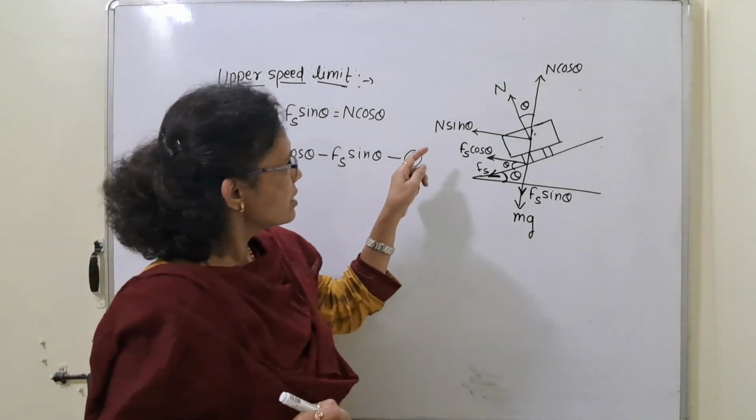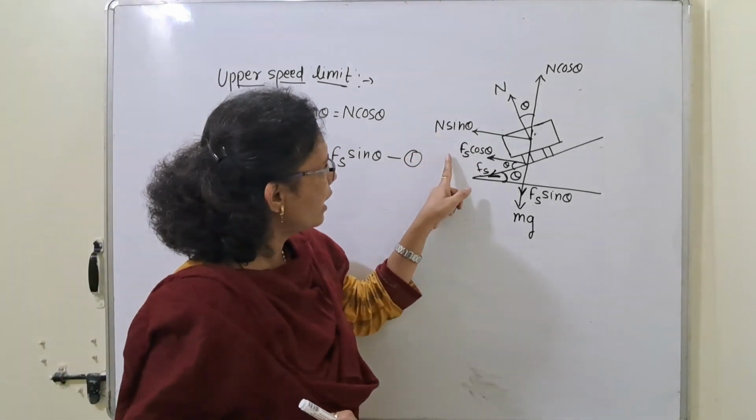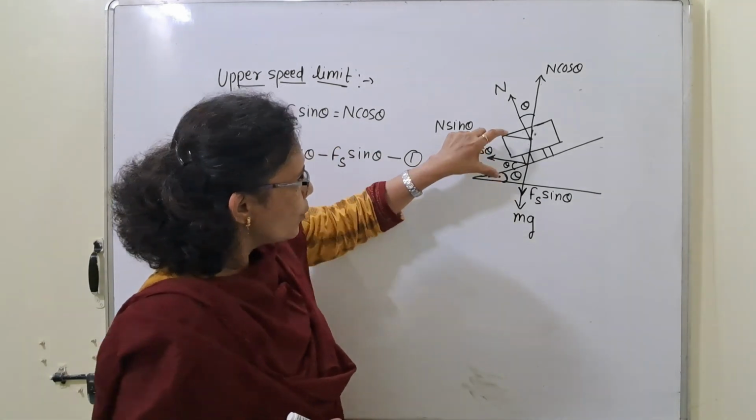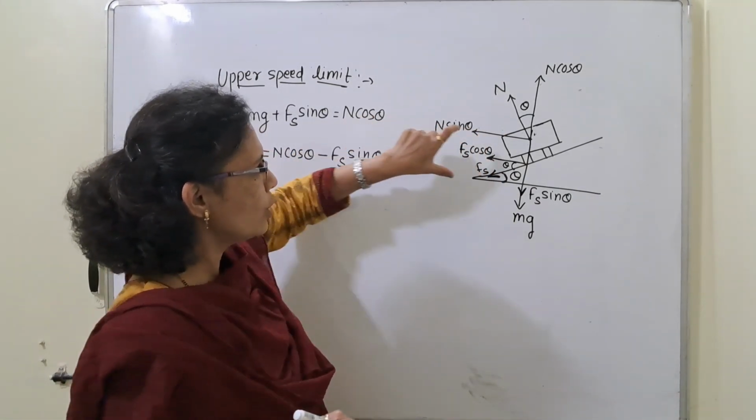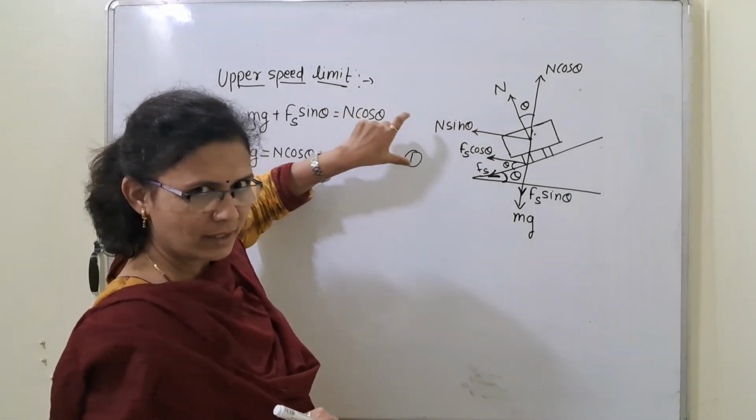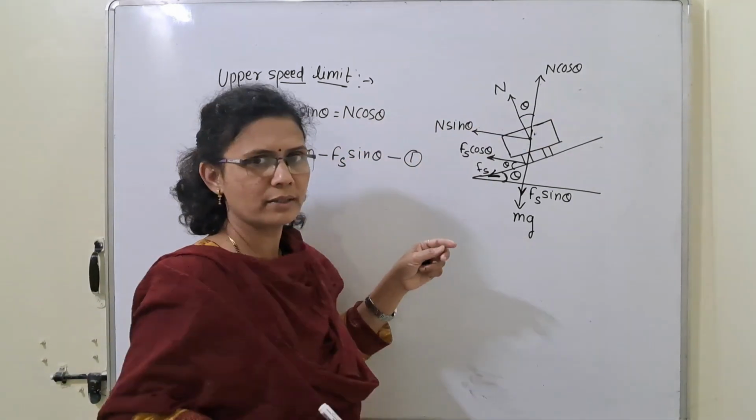Now, this n sin theta and this Fs cos theta are both directed towards the center of the circular path, correct?